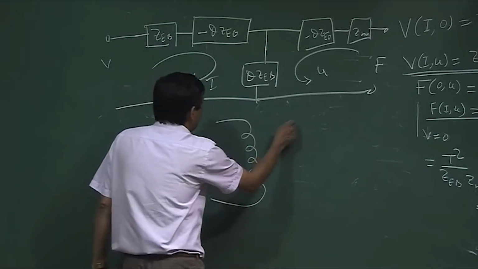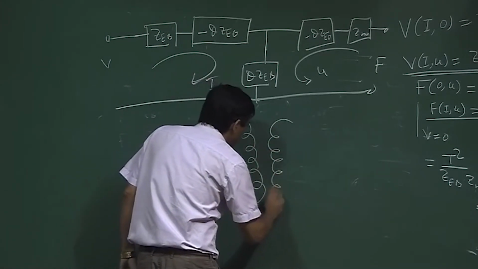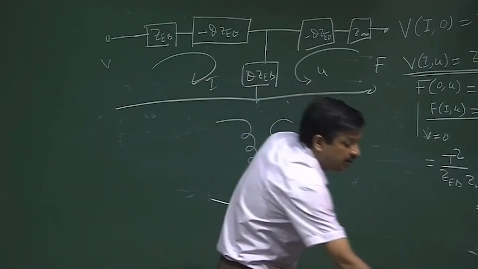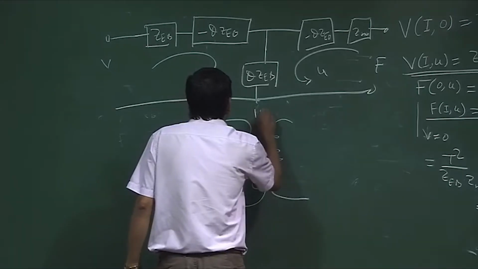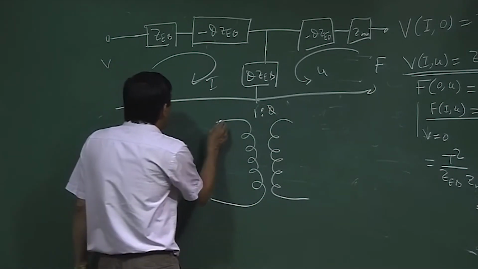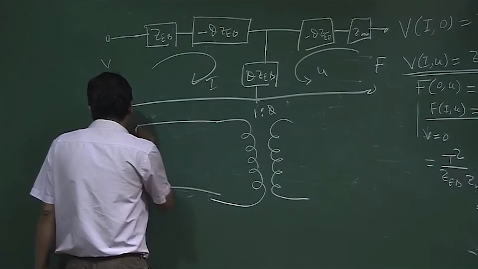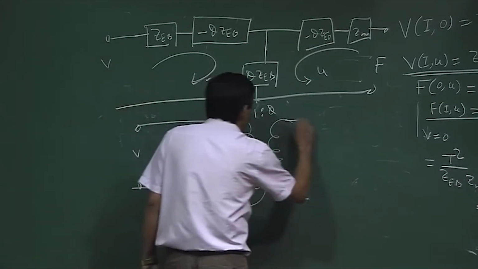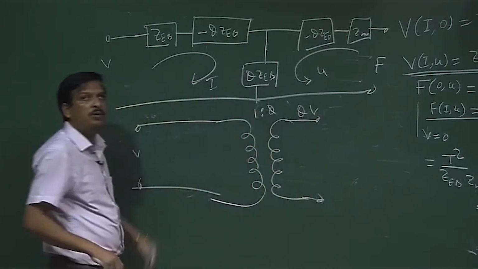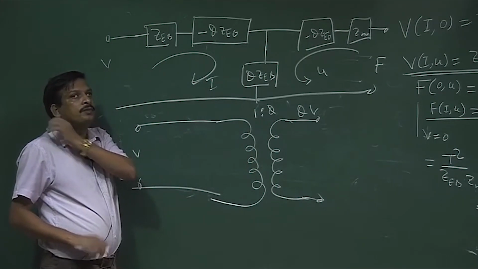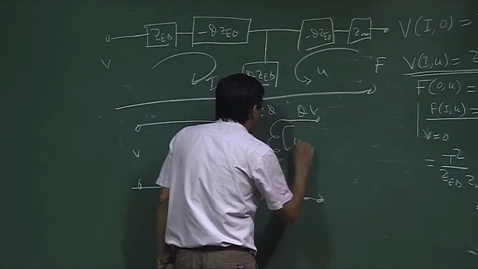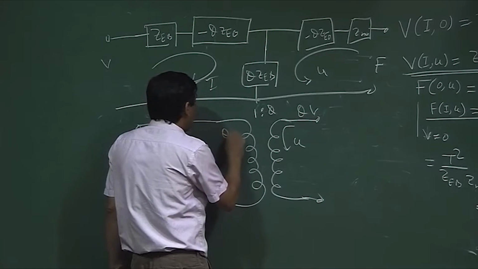So, let us say I put a voltage transformer here, whose transformer ratio is 1:phi. So, if I apply a voltage V in here, it will induce phi into V voltage here, because the transformer ratio is 1:phi. And if a current U is flowing in here, it will induce phi into U current in here.